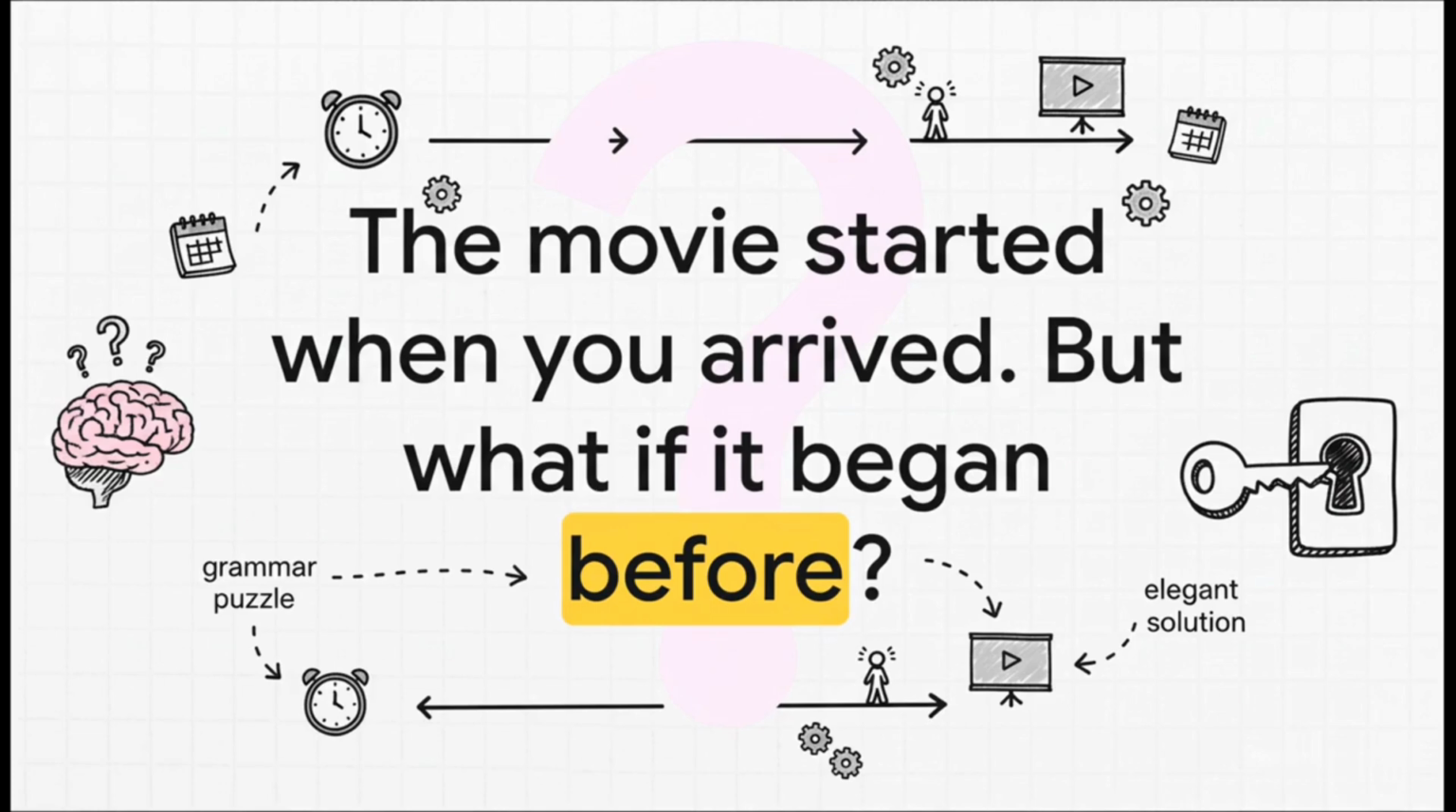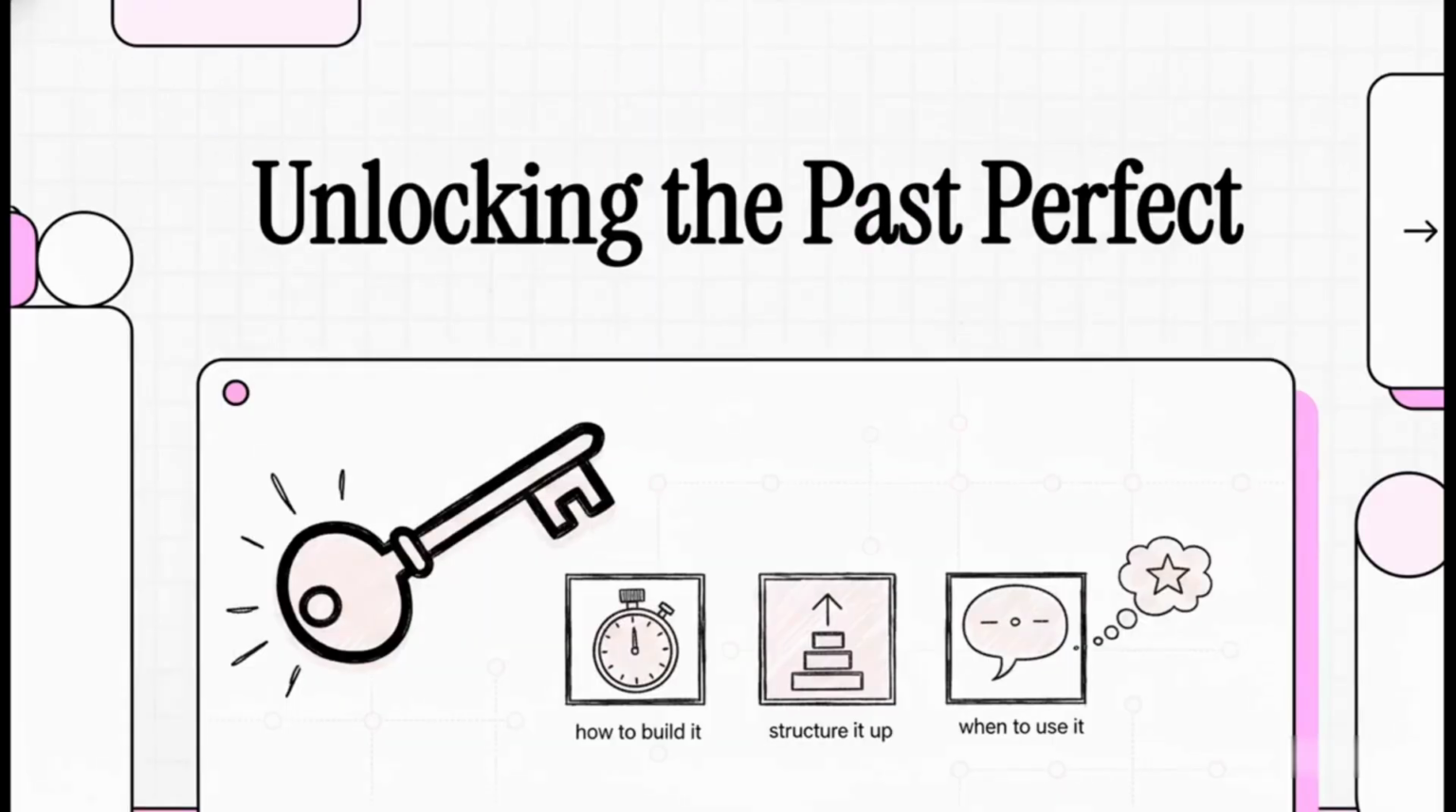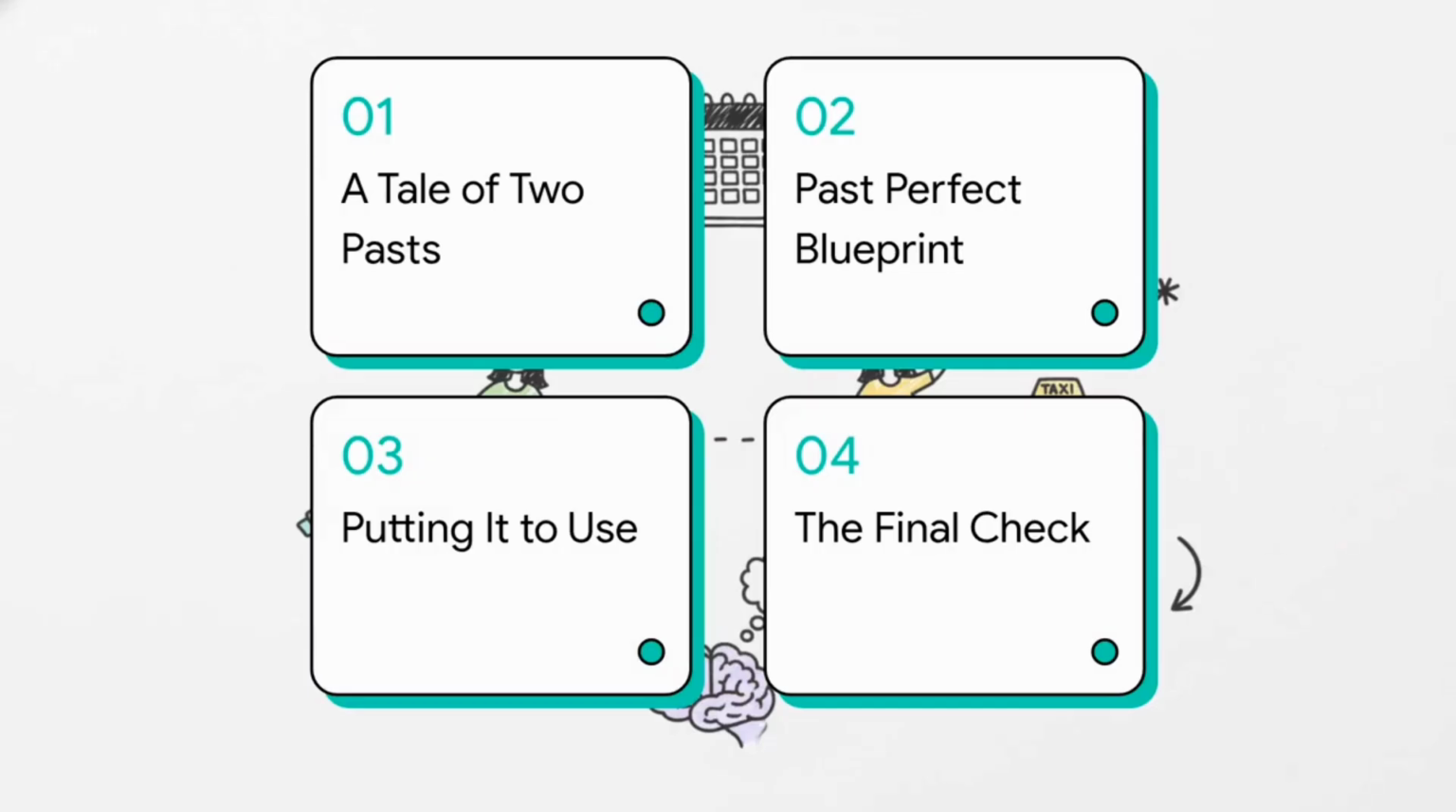And honestly, it's more than just a rule. It's like a storytelling superpower. And that solution? It's the past perfect tense. Today, we're going to unlock exactly what it is, how you build it, and most importantly, when to use it. By the end of this, you'll be telling your stories with way more clarity and maybe even a little bit of drama.